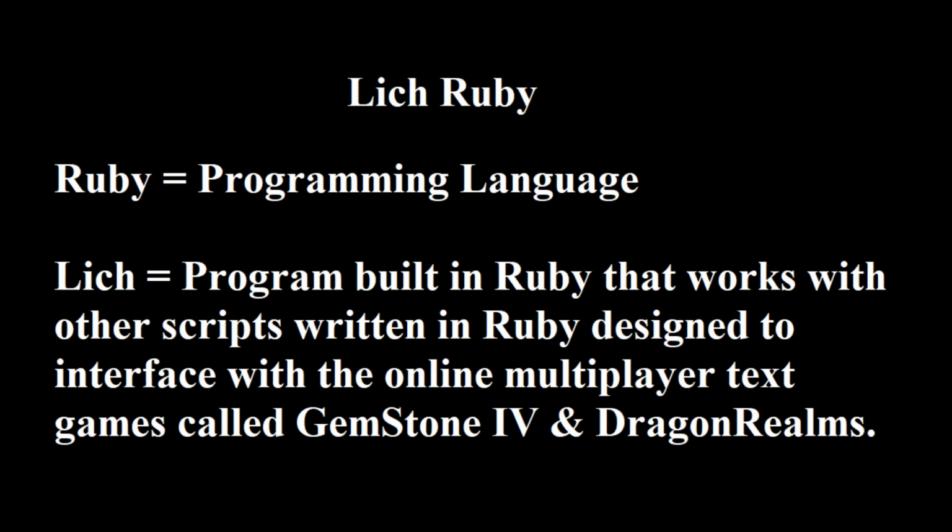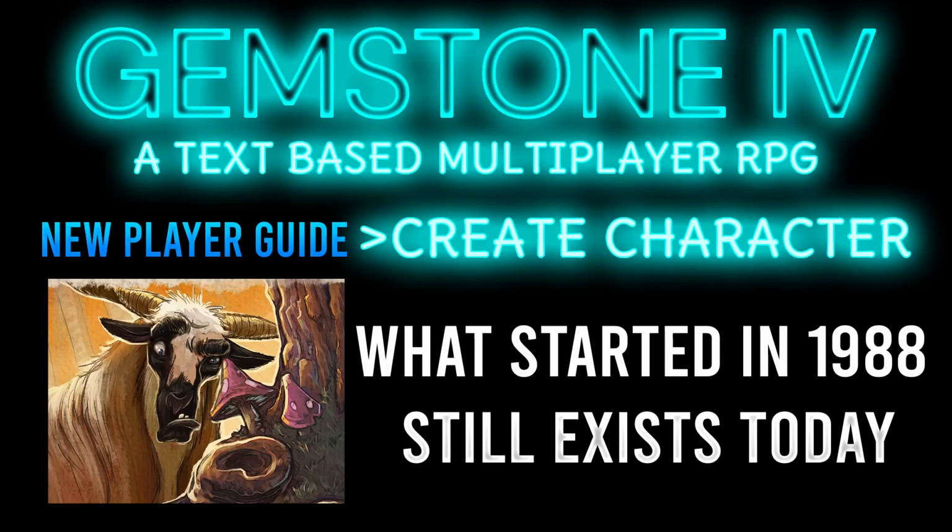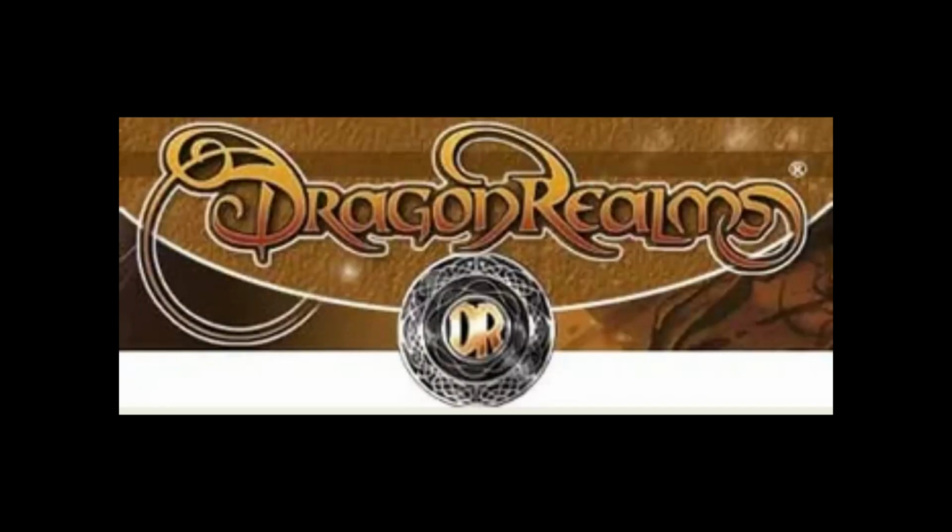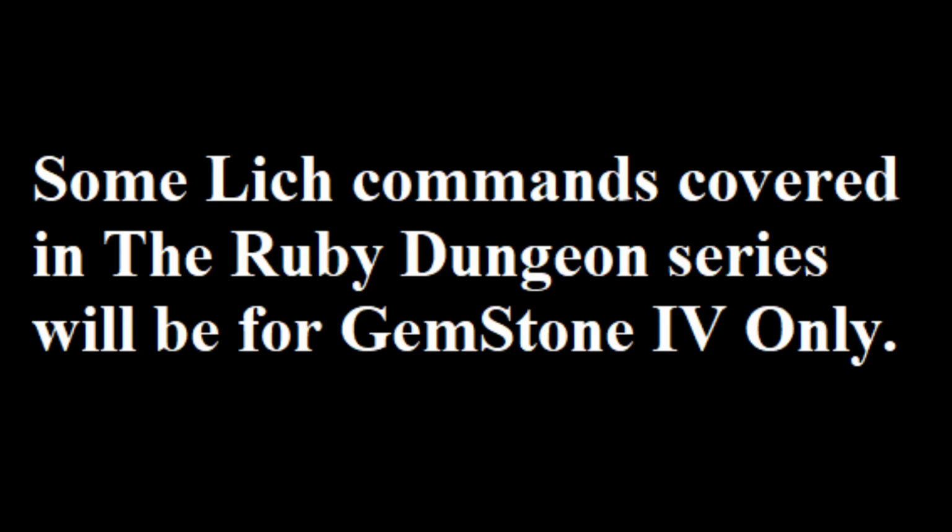These scripts can perform tasks that directly apply to an online multiplayer text-based adventure game called GemStone IV. This RPG started in the late 80s and is still going today. Fans of the other online text-based game Dragon Realms, Ruby scripts can be created for that too. Please know that some Lich commands we will learn in this series are specific to GemStone IV, but the Ruby language commands will work in both.